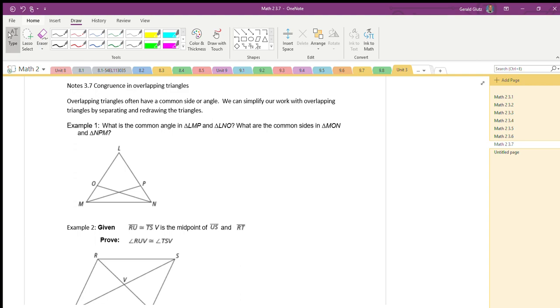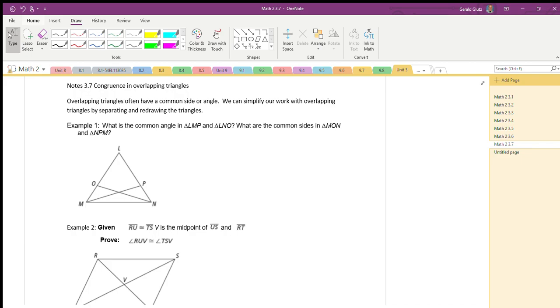Hello. All right. So today we're talking about congruence in overlapping triangles. This is not a difficult subject, but it can be very confusing when you have overlapping triangles. So what is the common angle in example one? It's talking about the common angle.